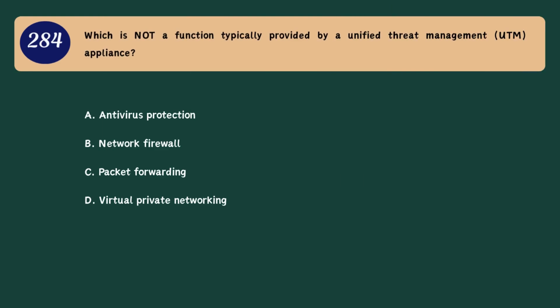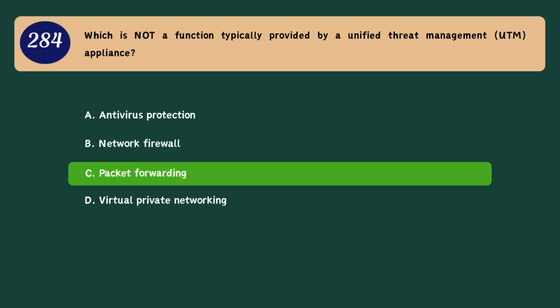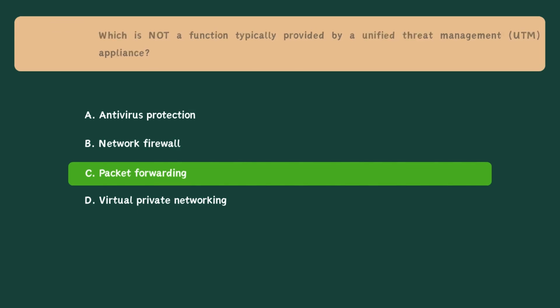Question 284. Which is not a function typically provided by a unified threat management appliance? A. Antivirus protection. B. Network firewall. C. Packet forwarding. D. Virtual private networking. Correct answer. C. Packet forwarding.